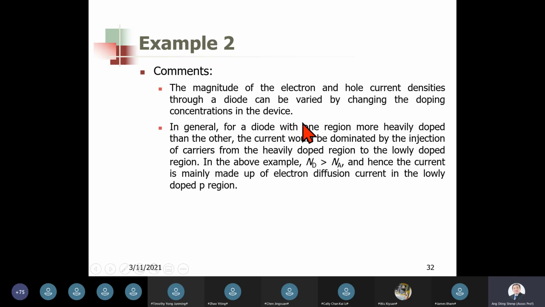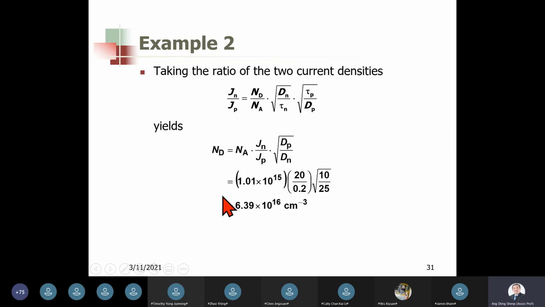Now, notice that if we dope a diode such that one side of the diode is more heavily doped than the other, the current will be dominated by the injection of carriers from the heavily doped region to the more lowly doped region. In fact, this can be seen from the above example. Since ND is bigger than NA, the Jn is bigger than Jp, right? So the total diode current is mainly made out of the electron diffusion current in the lowly doped P region.